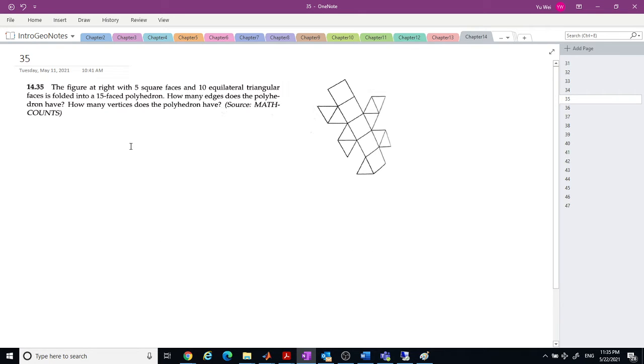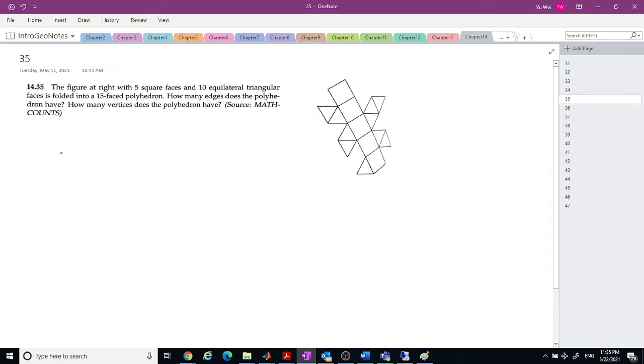35, okay? So here, we have the 10 equilateral triangles, and we have 5 squares folded into a 15 square face of the polyhedron. Okay, so how many edges and how many vertices?